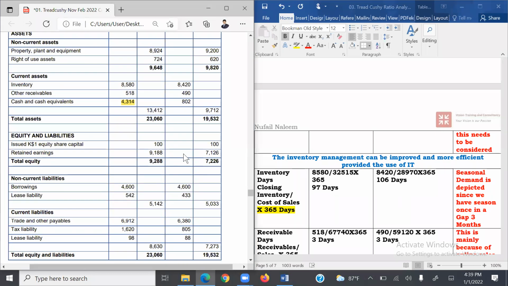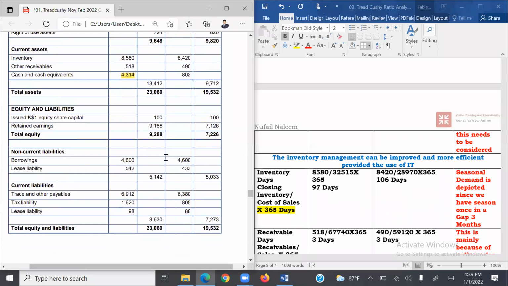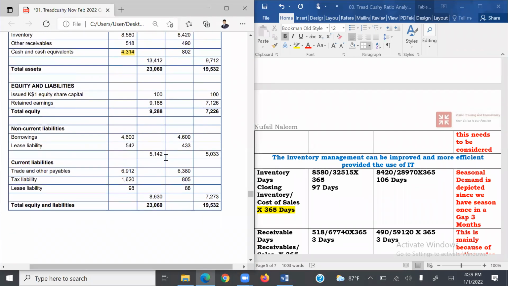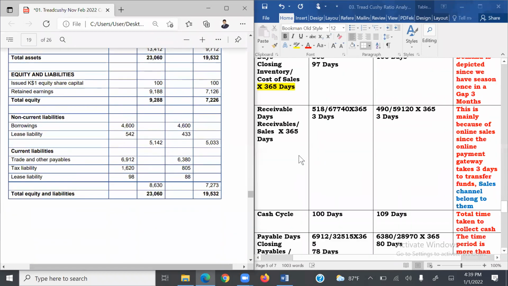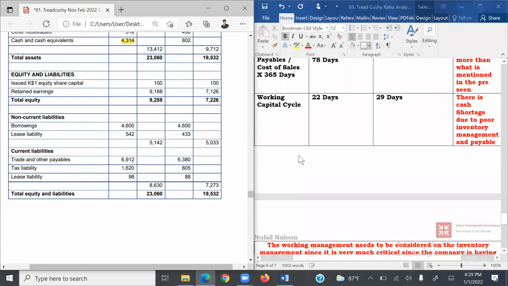Then the equity shares, retained earnings is going up, borrowings are fixed, lease liability, tax, and again lease. Students, any questions? You can ask me. Any questions for the day?